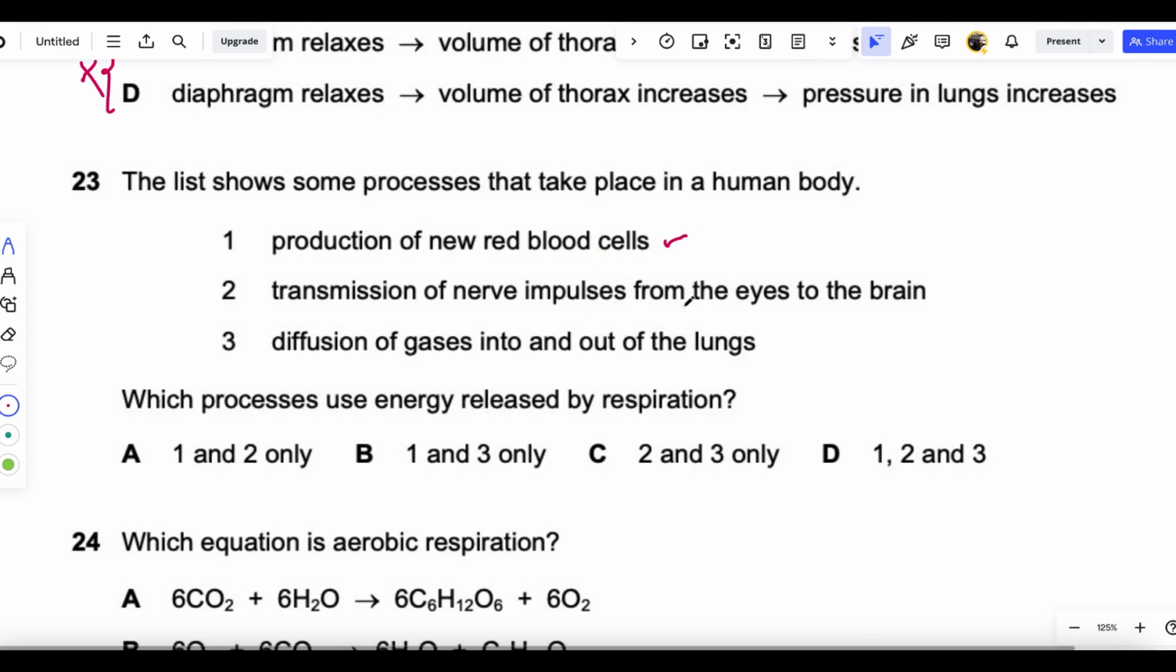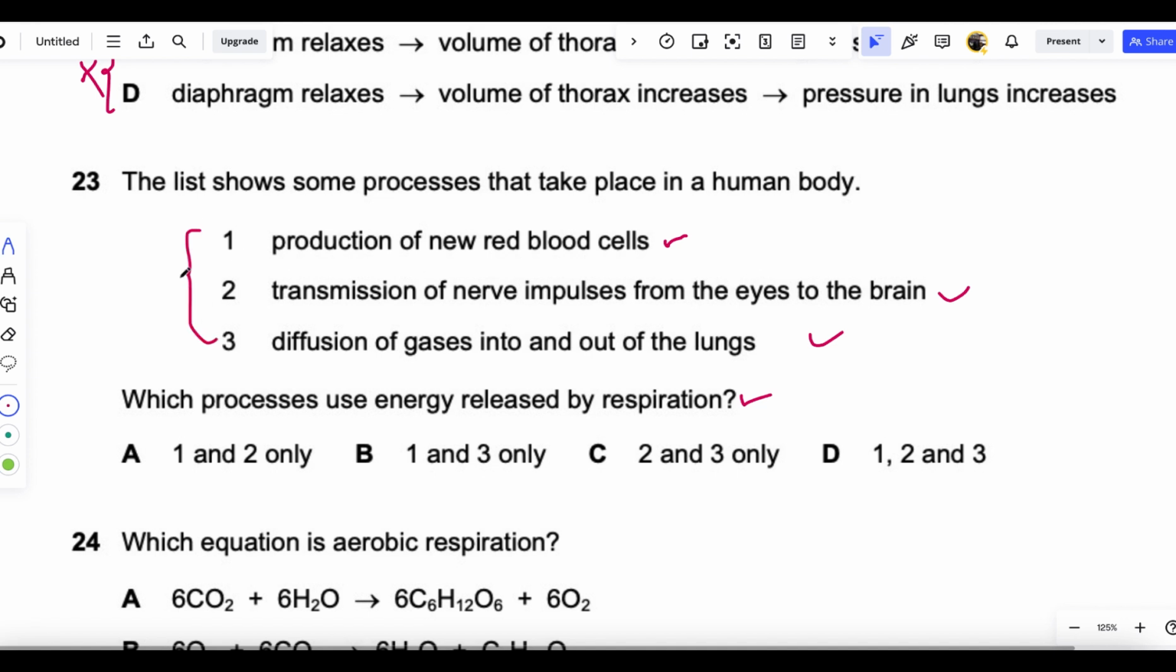2. Transmission of nerve impulses from the eyes to the brain. Yes, right? 3. Diffusion of gases into and out of the lungs. Yes, right? Which processes use energy released by respiration? Okay, because all three happen in our human body.